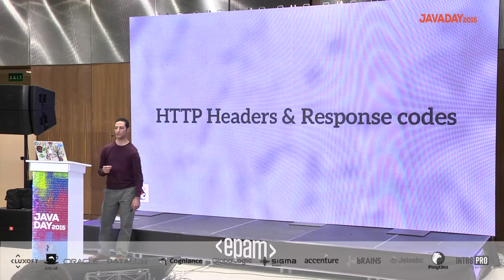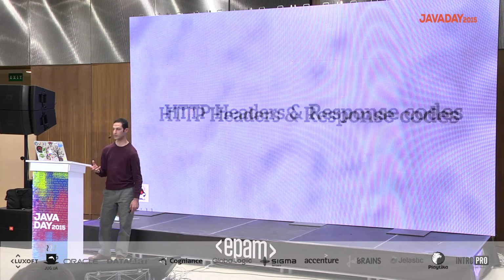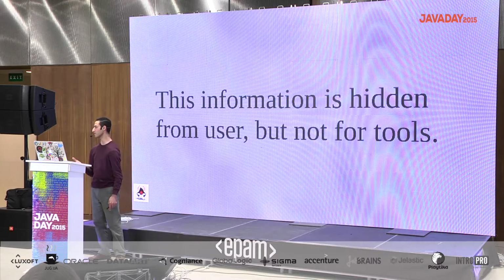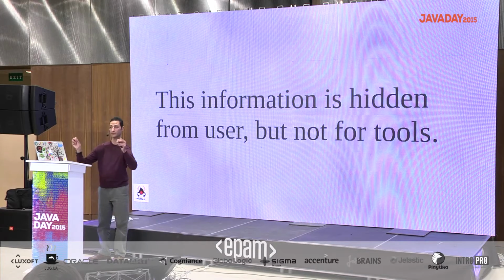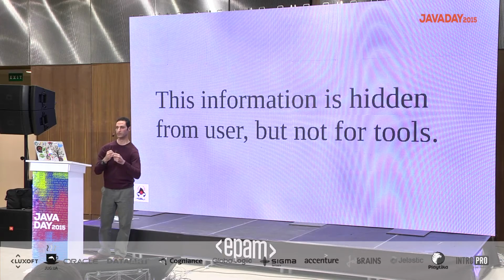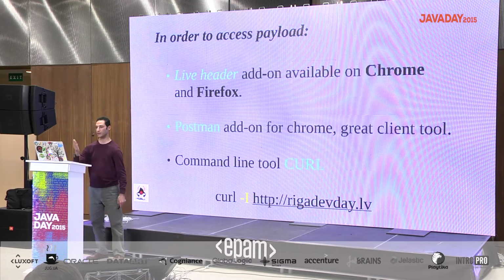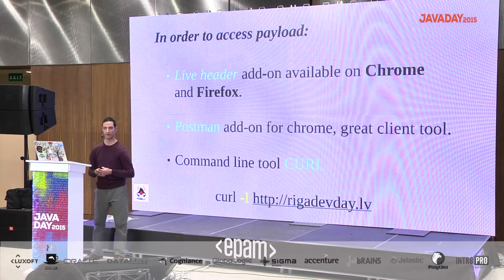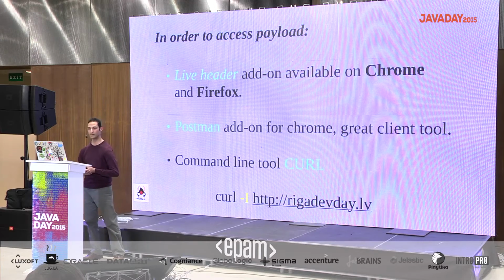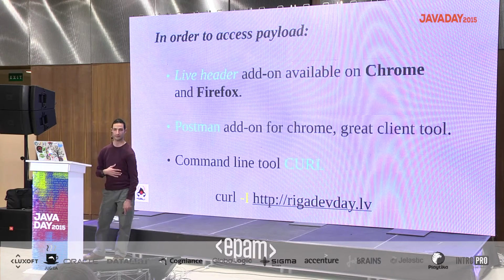Let's see HTTP headers. Why HTTP headers and response codes? Because this information is hidden from the user, but most of the tools can read it. And the codes, you can parse the request, get the headers, and get all the information from the status code, the media type, and the content type, which is more important in REST. In order to access the payload, for example, you have Live HTTP Headers add-ons on Chrome and Firefox. You can use it to capture the request URL and know your properties. You have Postman, an add-on in Chrome, a great client tool, and for sure curl, the command line. You can capture your request.